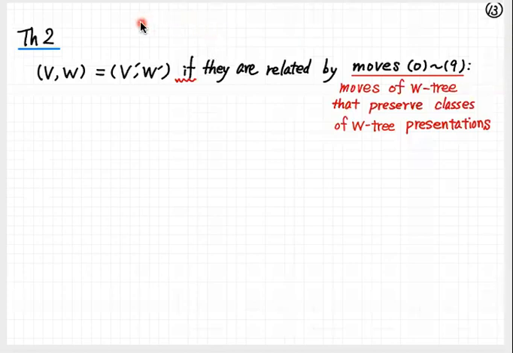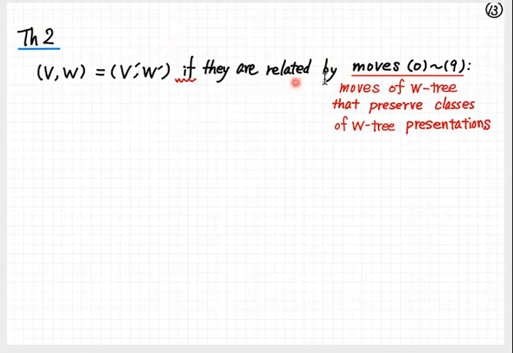Okay, we have theorem one. Now, theorem two said that if two double tree presentations are related by moves 0 to 9, then they are equivalent, which means these moves preserve classes of double tree presentations. Maybe we will notice that moves 0 to 4 are very similar to those in theorem one. But the big difference is that theorem two may contain not only double arrows, but also double trees, while theorem one contains only double arrows.